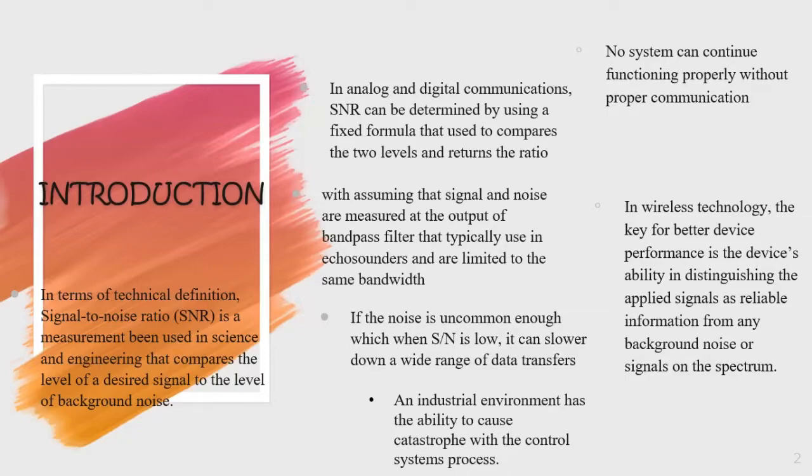This assumes that signal and noise are measured at the output of a bandpass filter that is typically used in echo sounders and are limited to the same bandwidth. Then, if the noise is uncommon enough, which is when SNR is low, it can slow down a wide range of data transfers. In an industrial environment, it has the ability to cause catastrophe with the control system process. Then no system can continue functioning properly without proper communication.